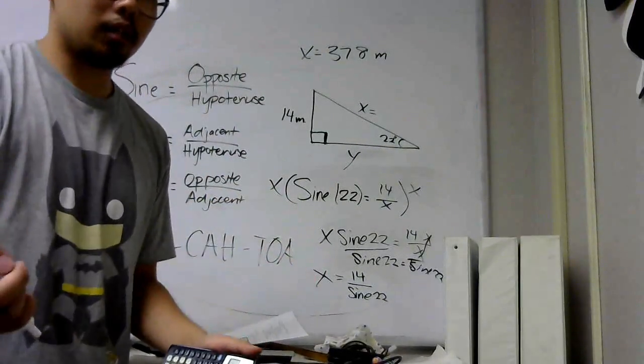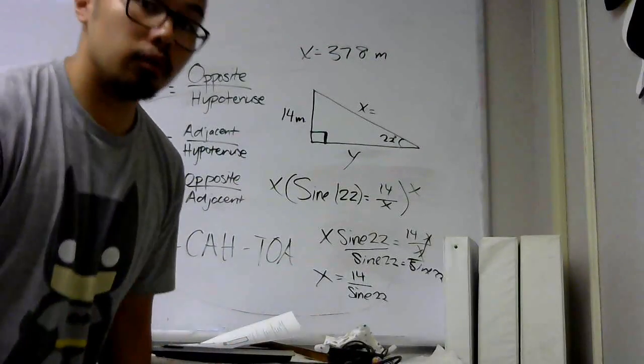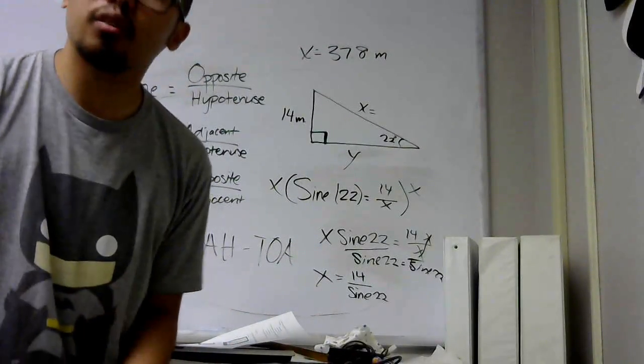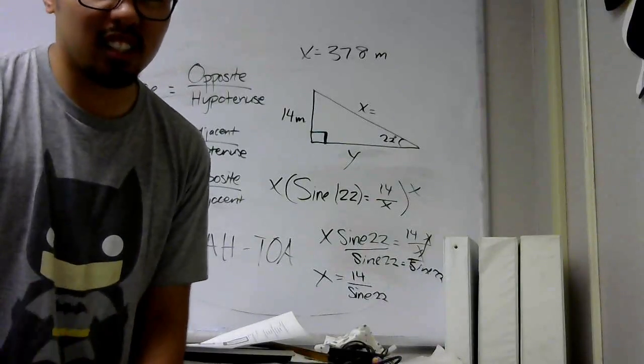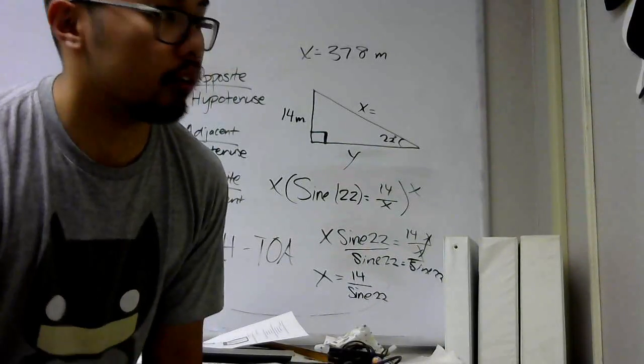Cool. Hopefully this helps you find the missing sides. What I'm going to go into next is finding the angles, because I know that's a big part of the playlist as well. And it's just as easy. You just do a different step on the way to getting the answer.